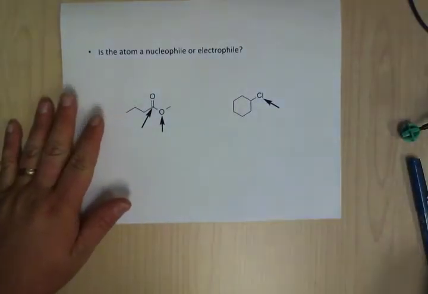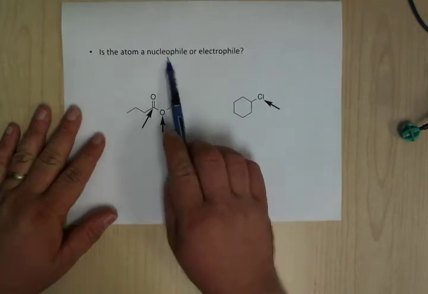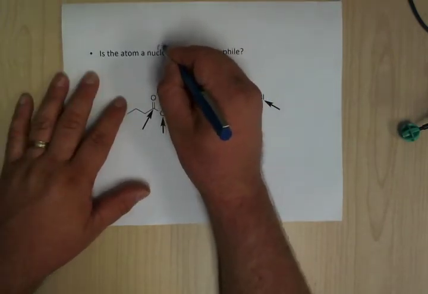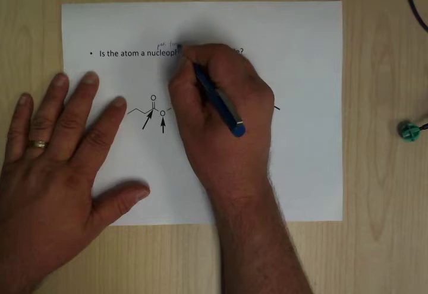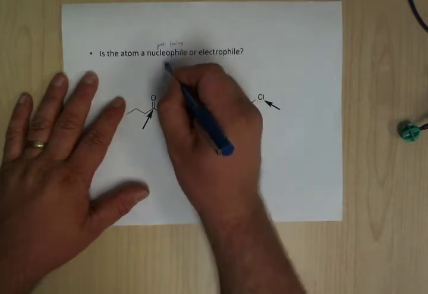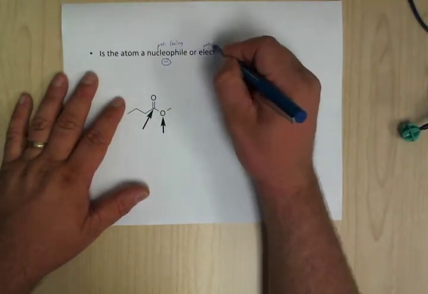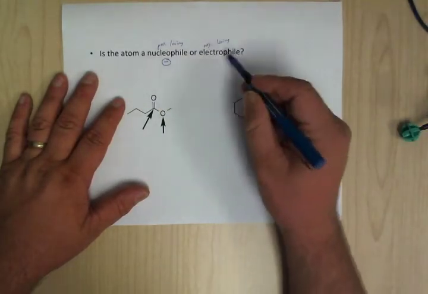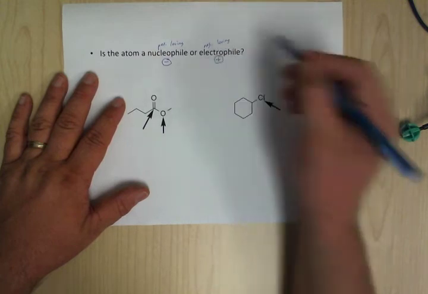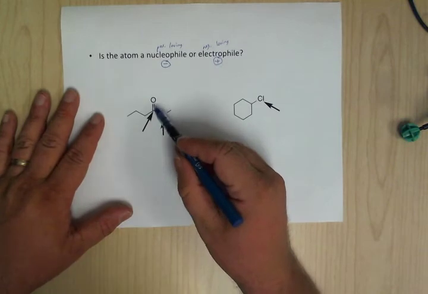Next step: is the atom a nucleophile or electrophile? So this is positive loving. What things like positive charges? Things that have negative character to them, things that are negative loving. What loves negative charge? Positive charges. So all you have to do is look at these polar bonds here.